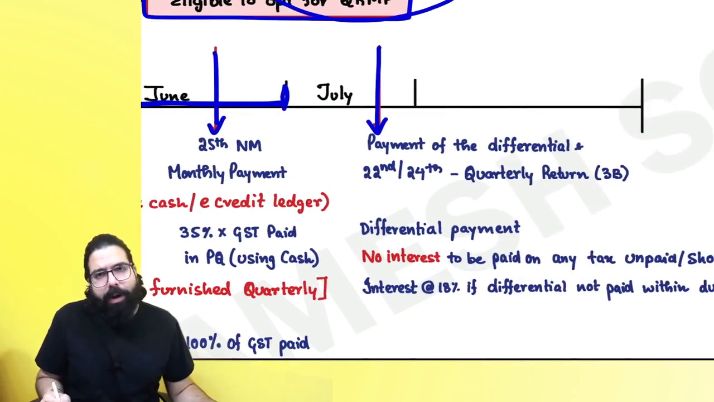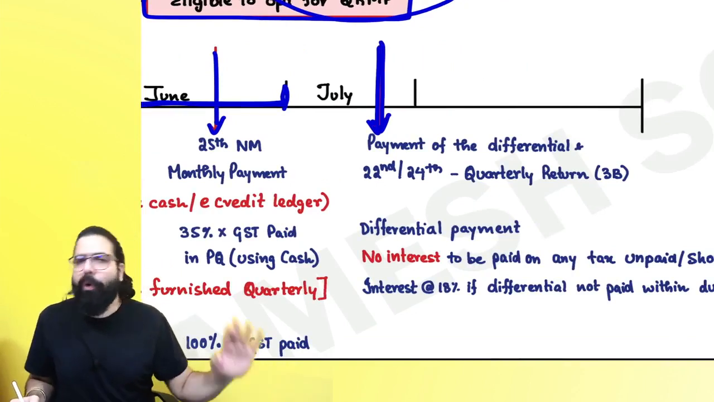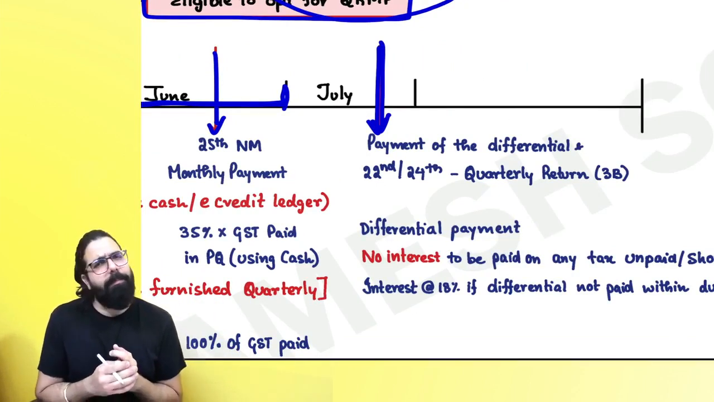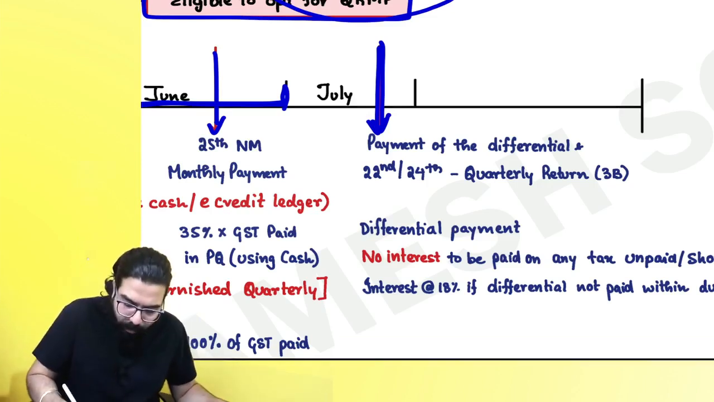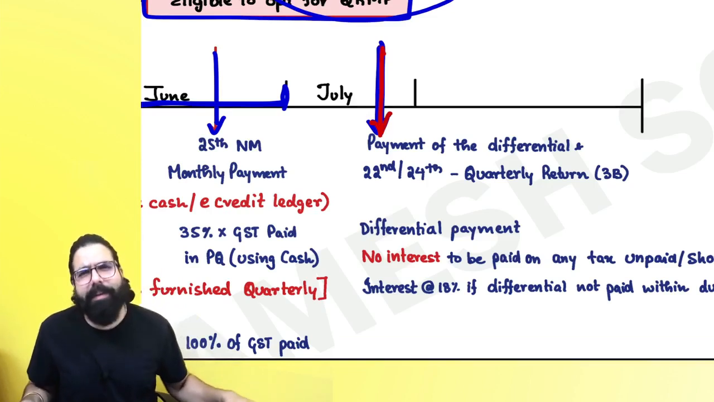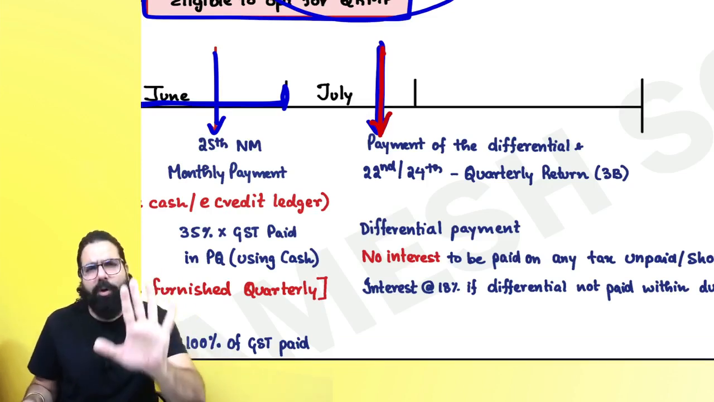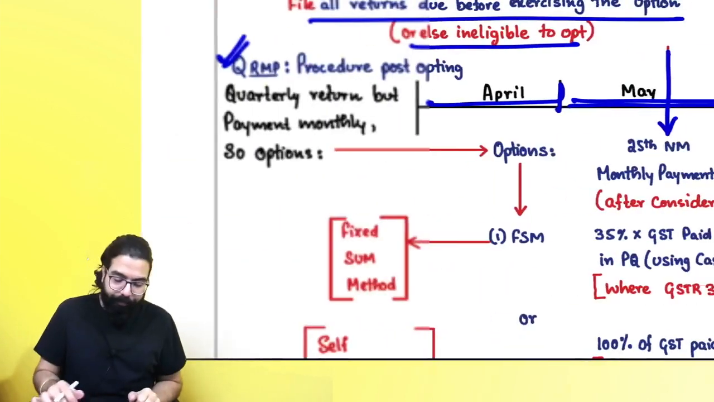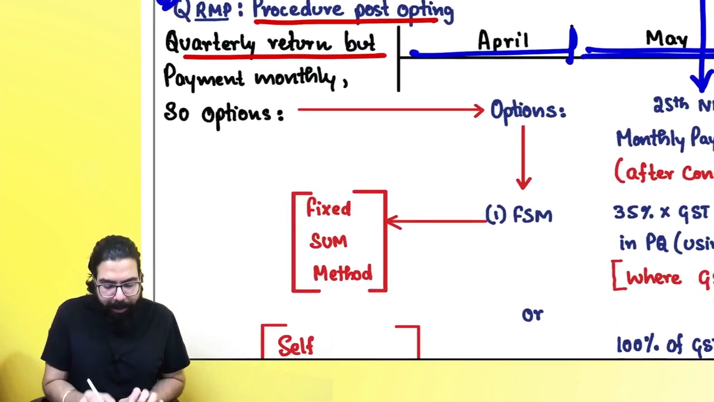you can make the payment when you are filing your return, by 22nd or 24th of July. Okay. Now people asked, sir, you are telling make the payment, make the payment, make the payment. How to make the payment? Because when we file our GSTR 3B, that time we do the calculation and make the payment. Then the government said, relax, I will give you an option. The government gave a procedure post opting for quarterly return but payment monthly.